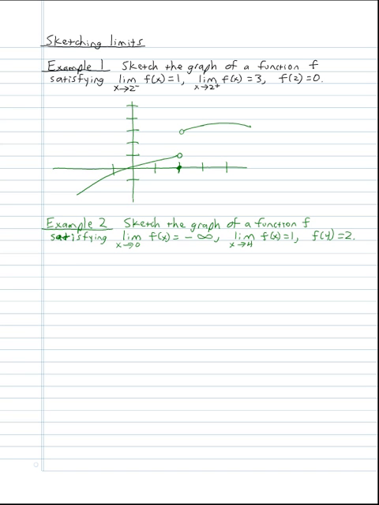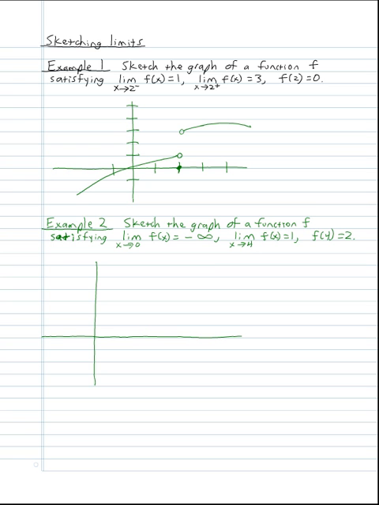Here my three pieces of information are that the limit as x goes to 0 of my function is minus infinity, the limit as x goes to 4 of my function is 1, and f of 4 is equal to 2. So let's go ahead and draw what the graph might look like.